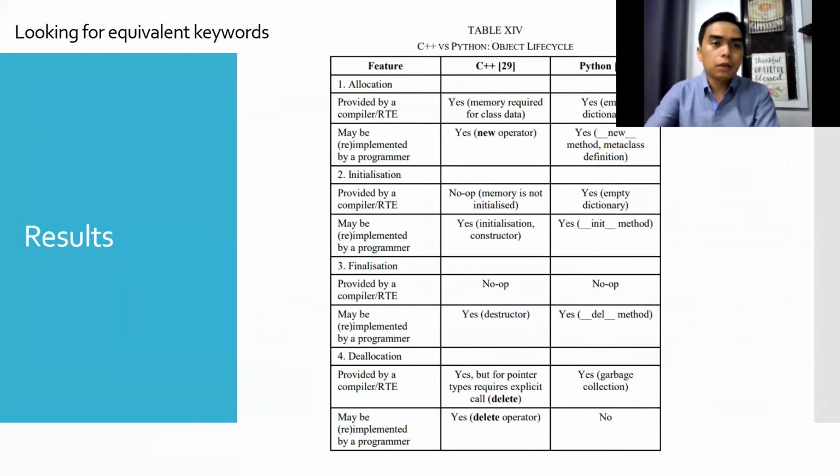For the result of looking for equivalent keywords, this table matches equivalent phases of object lifecycle management in C++ and in Python. Unlike the previous table, which I presented earlier, features supported in both languages are included. These are the results. As you can see, for the majority of the features for C++ and Python, we have the yes answers.